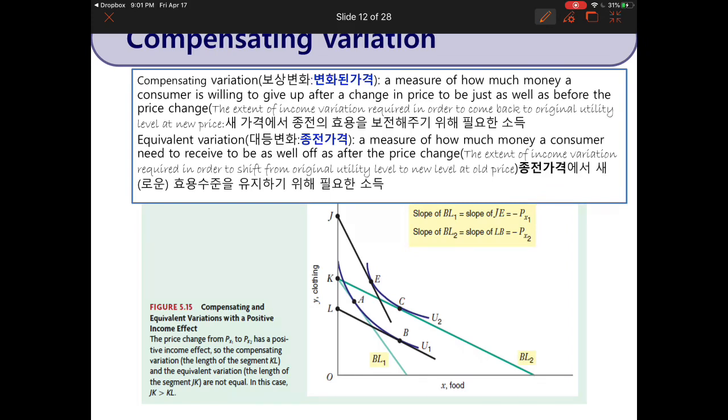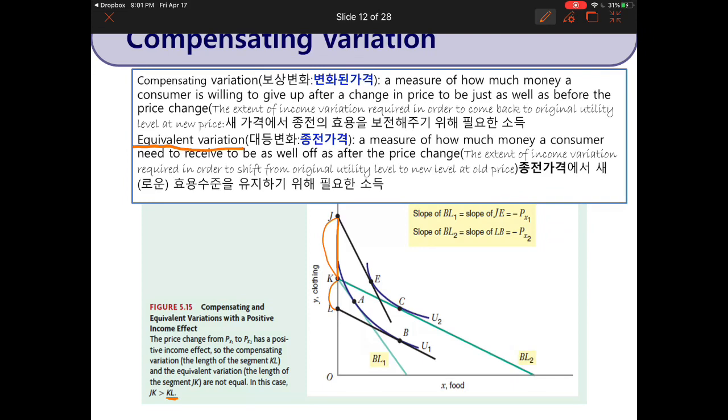Now let me go over once again compensating variation. Compensating variation is about this KL segment, relative to this one, JK, right? KL. JK, the magnitude of the JK line corresponds to equivalent variation.